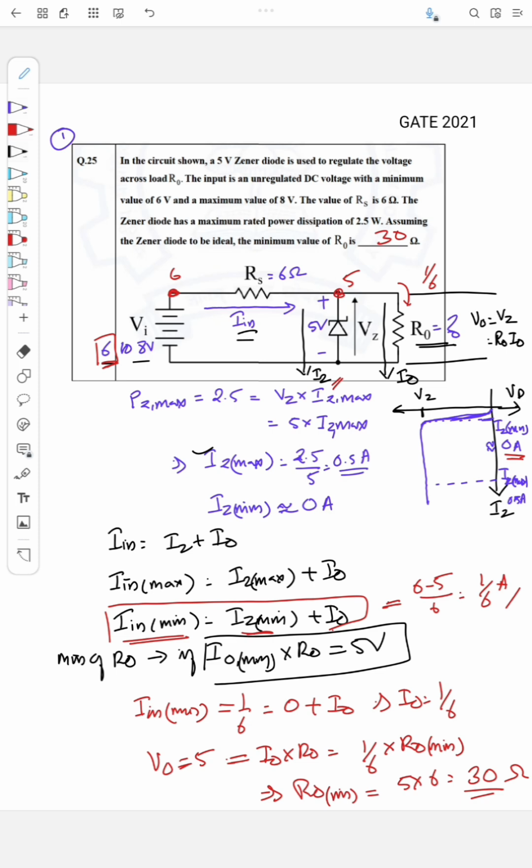Now if voltage Vi is 8 volt, the current In will increase. So what happens? The extra current apart from 1 by 6 will flow through the Zener diode, and 1 by 6 will be retained at the output. Then also I'll get 1 by 6 into 30. So the minimum value to get 5 volt at the output is 30 ohm.